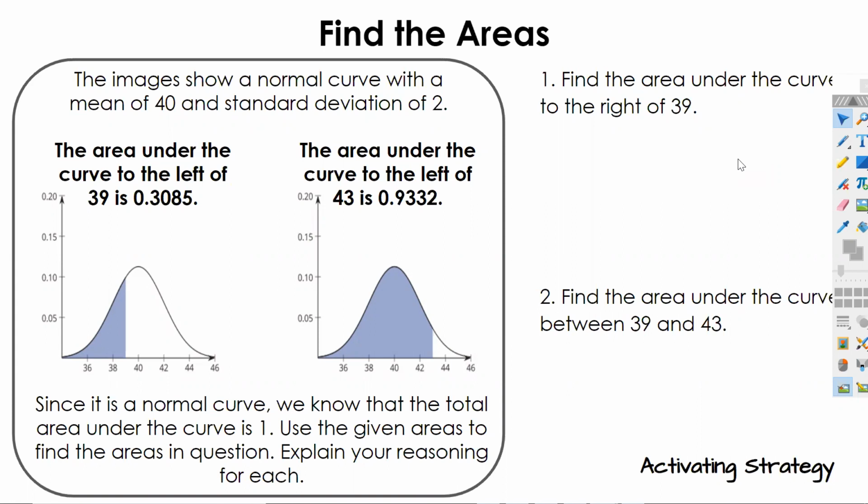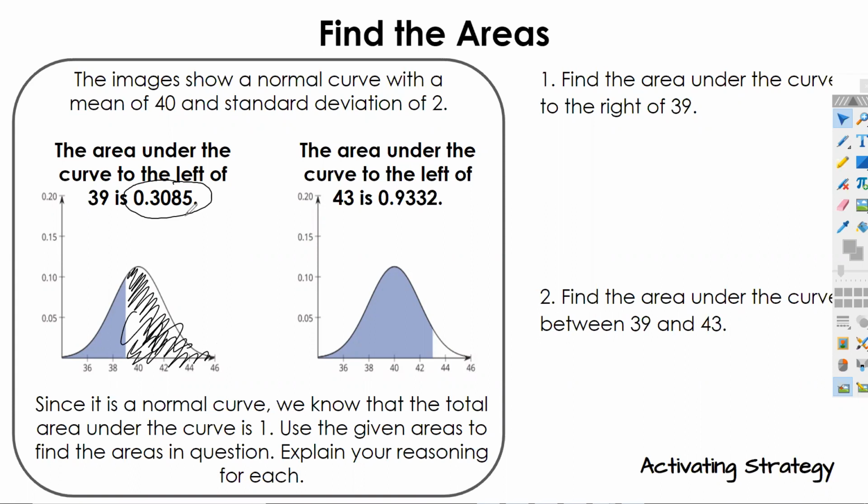So find the area under the curve to the right of 39. So what we want to do is we want to find the area to the right of 39. So in order to do that, they tell us that the area to the left is 0.3085, correct?